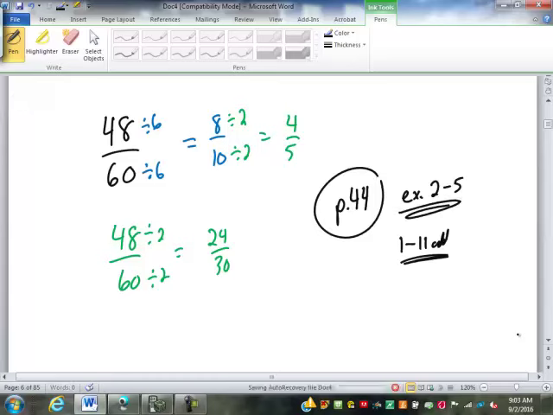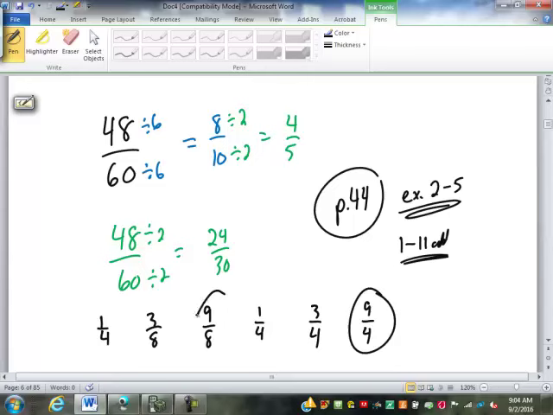Okay, so on page 44, number 1, 2/8 reduces to 1/4. Good. Number 3, 6/16 reduces to 3/8. Number 5, 90 over 80, 9 over 8. Number 7, 7 over 28, 1 over 4. Number 9, 48 over 64, 3 over 4. And number 11, 81 over 36, 9 over 4.